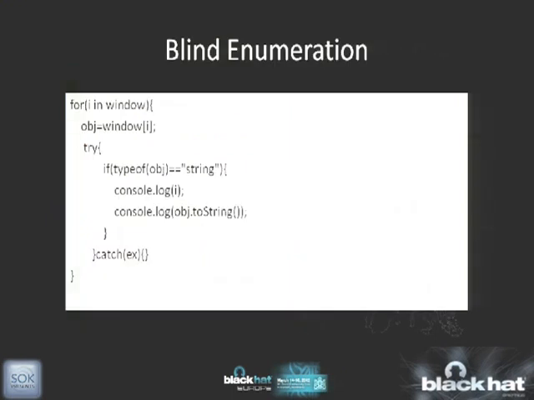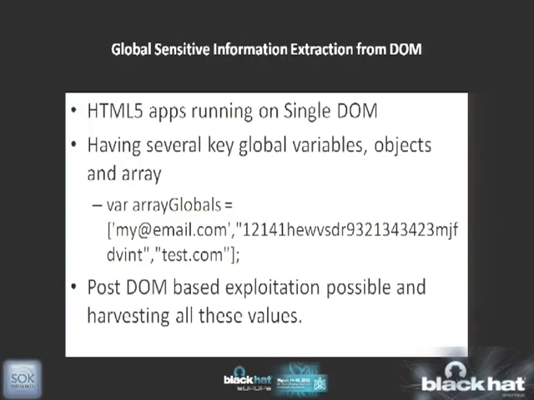So very simple, you run a loop on the DOM. So the entire DOM we are enumerating, and then look for strings, and when you get a string, you just push the string back to anywhere you want to send. So HTML5 apps running on a single DOM have several key global variables, objects, and arrays. Say, for example, an array like this would be there, and so on.